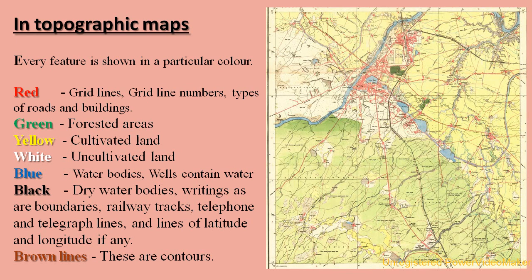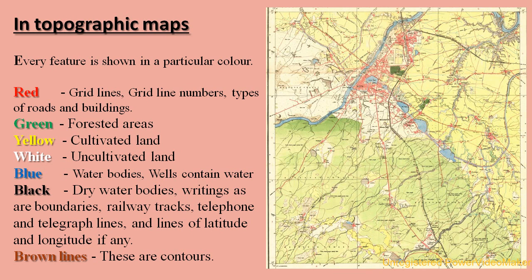If the water body is dried up, that means the water body doesn't have water in it, then that kind of water body is marked with the help of a black color. And also the black color is used for writing and boundaries, railway tracks, telephone and telegraph lines, and lines of latitude and longitude, if any, are also marked with the black color.